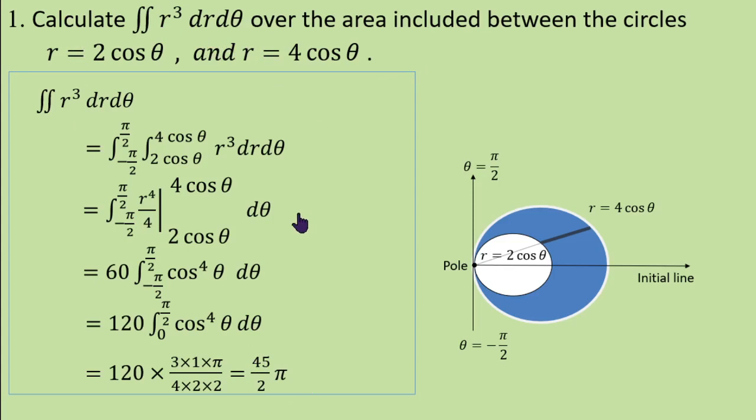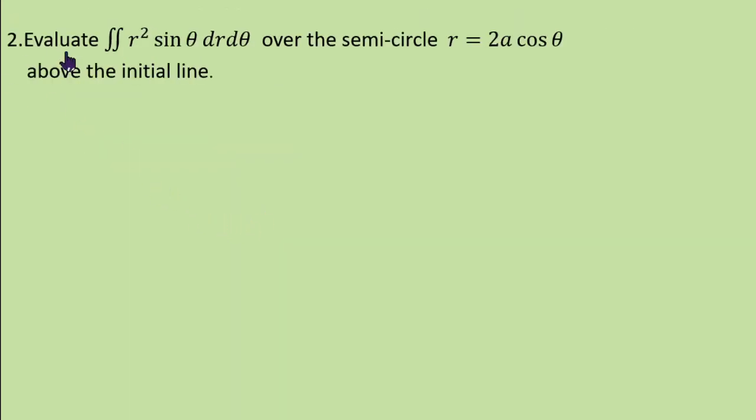Now one more example. Evaluate double integral r square sin theta dr d theta over the semicircle r equal to 2a cos theta above the initial line. And we already discussed the circle r equal to 2 cos theta. Here 2a cos theta, a may be any positive constant, r equal to 2a cos theta, same circle above the initial line.